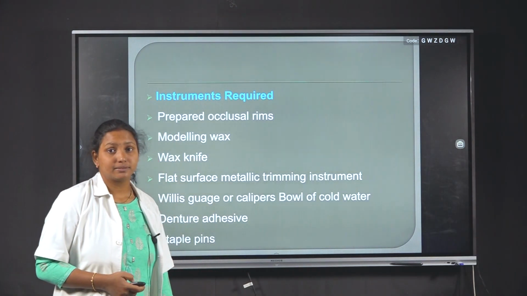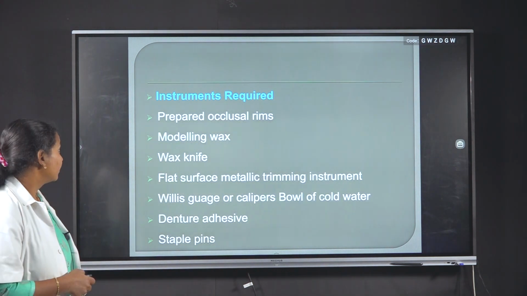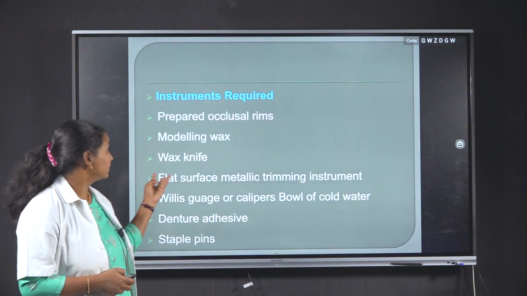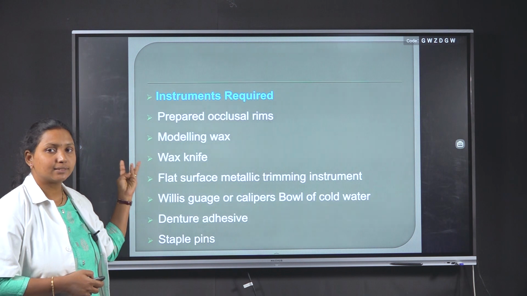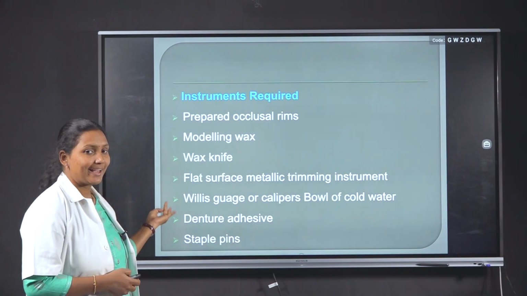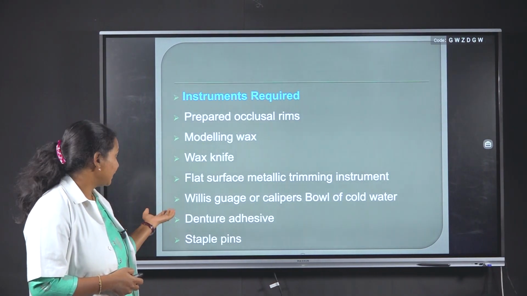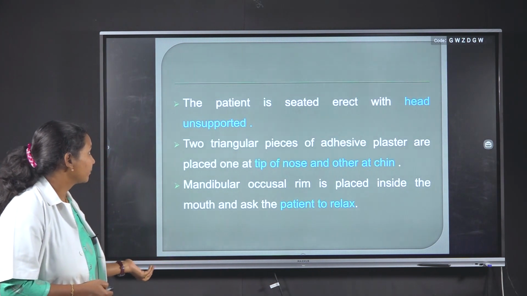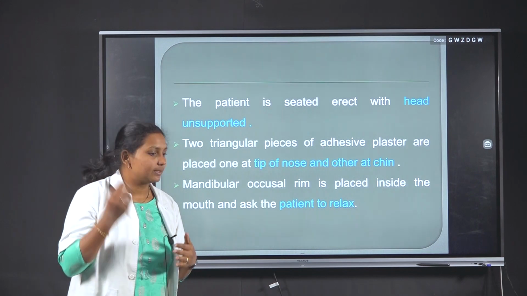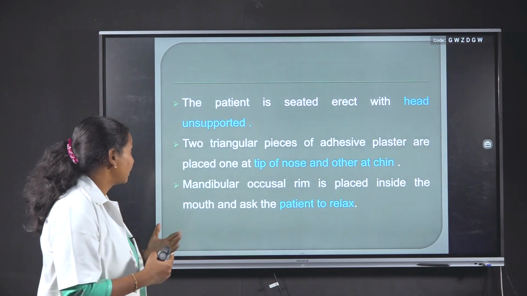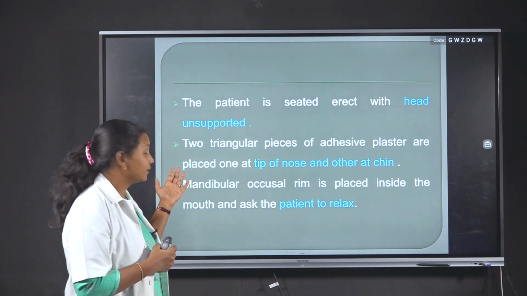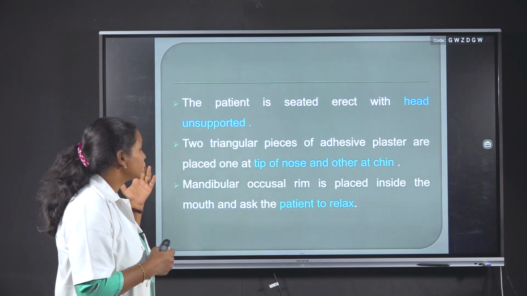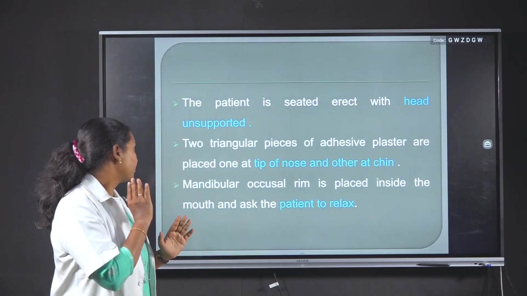So, what are the instruments you require for this procedure? First, there should be a prepared set of occlusal rims, modeling wax, wax knife, metallic trimming instrument, Willis gauge, denture adhesive and staple pins. So when the patient enters the clinic, we will ask the patient to sit erect with head unsupported.